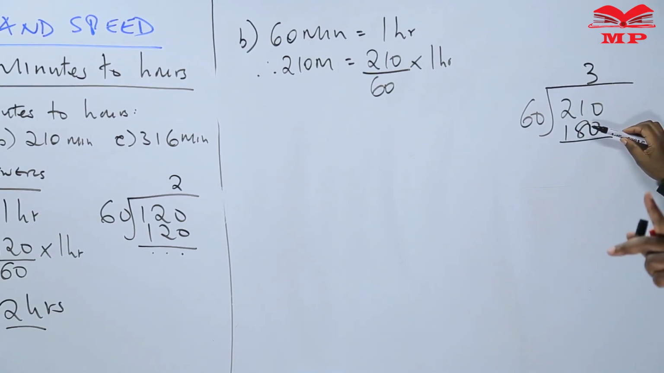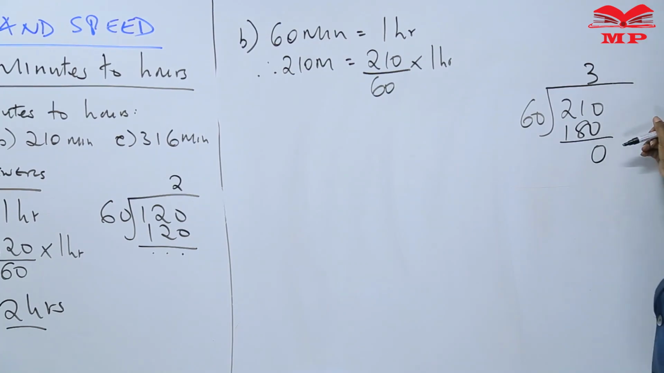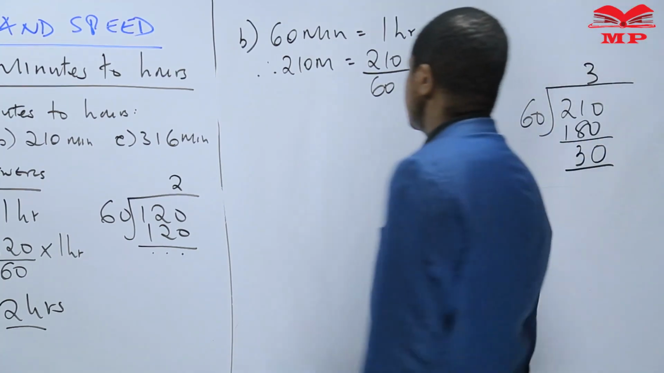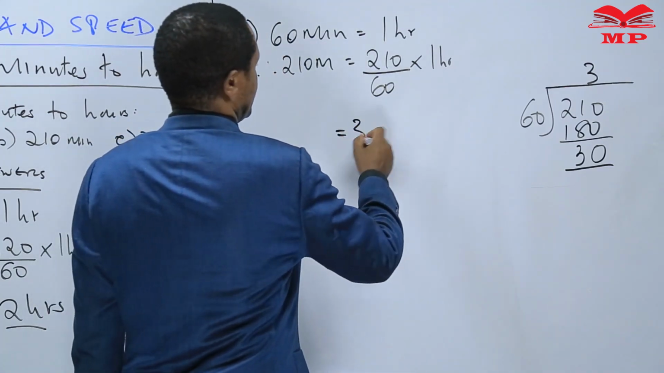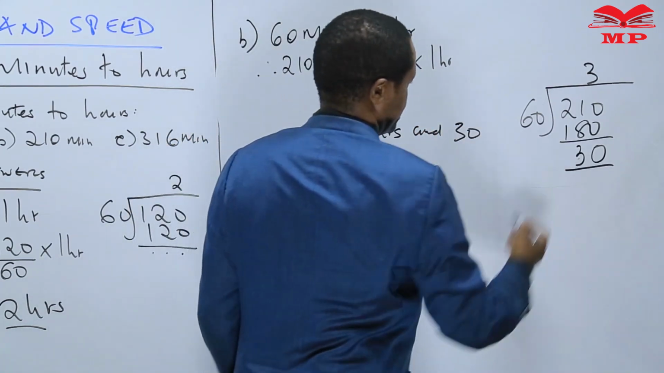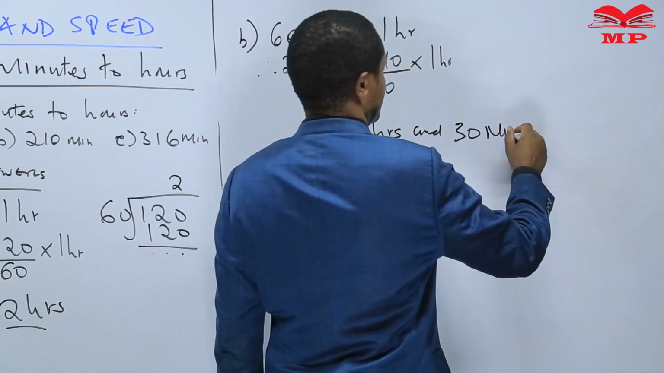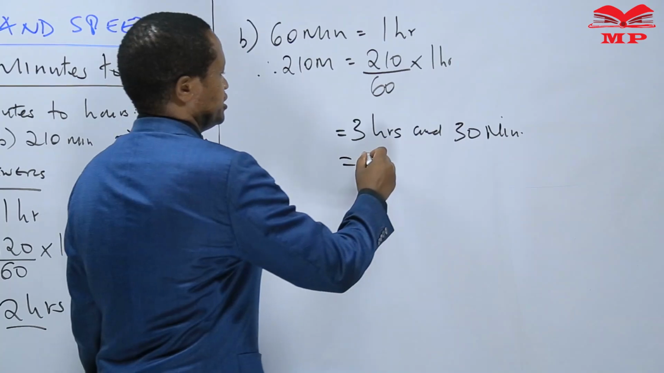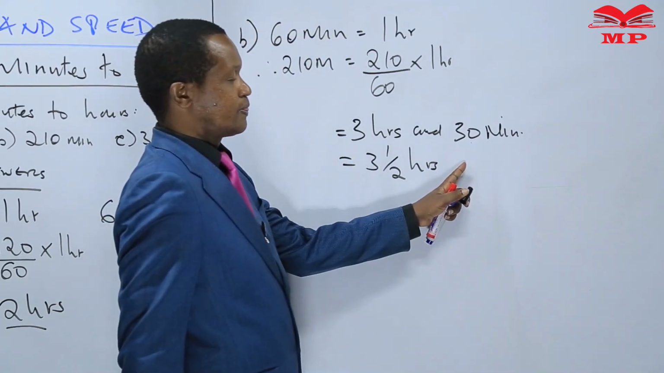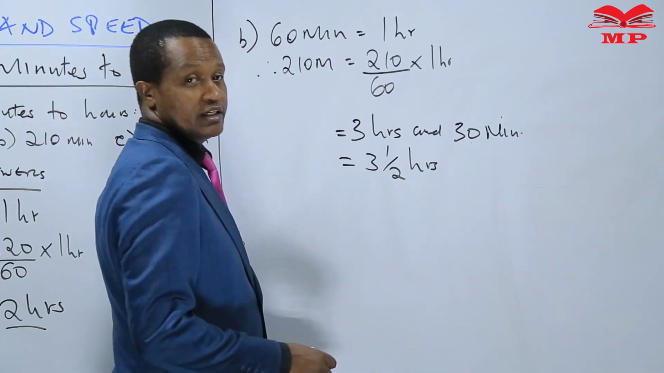Then whatever remains, these are the minutes. So 0, 2, borrow 1 here. This will be 11 minus 8, which is equal to 30. This is 30. So the answer here is 3 hours and 30 minutes, which is the same as 3.5 hours, because 30 is half of 60. So it is the same as writing 3.5 hours.